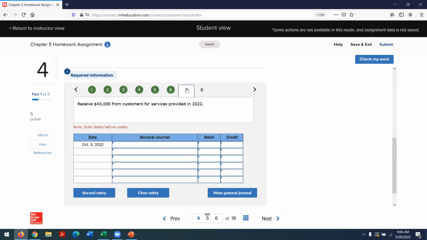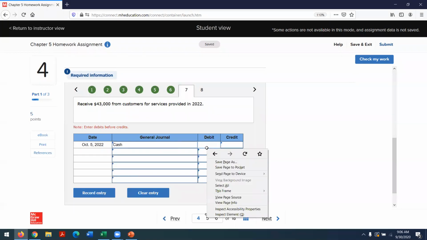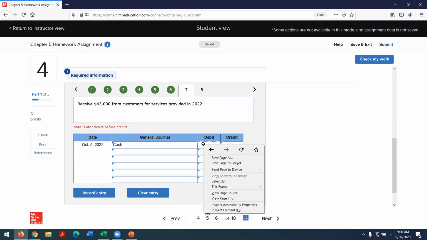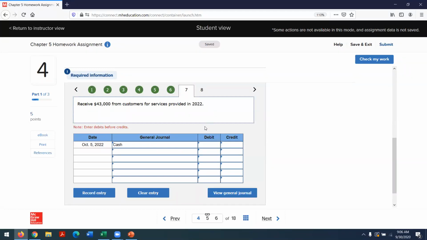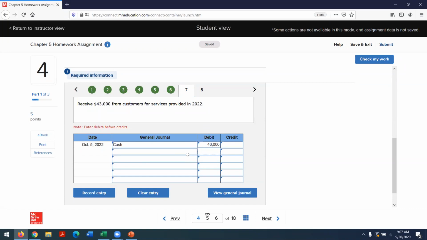Now it's telling us we received $43,000 from customers for services provided in 2022. We debit our cash for $43,000. And what do we credit? Accounts receivable. Okay.